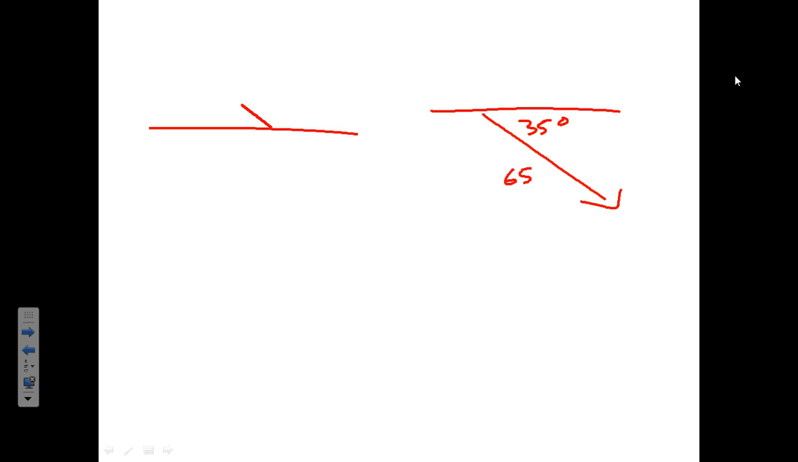So here's a blank slide. First thing that we want to do is just draw both those vectors out. So 65 newtons, 35 degrees south of east. So we'll draw that like this. 65 newtons, and our angle here is 35 degrees. Let's go ahead and draw the other one over here too. This one is going up like this. It's going north of west, 45 degrees, 32 newtons.